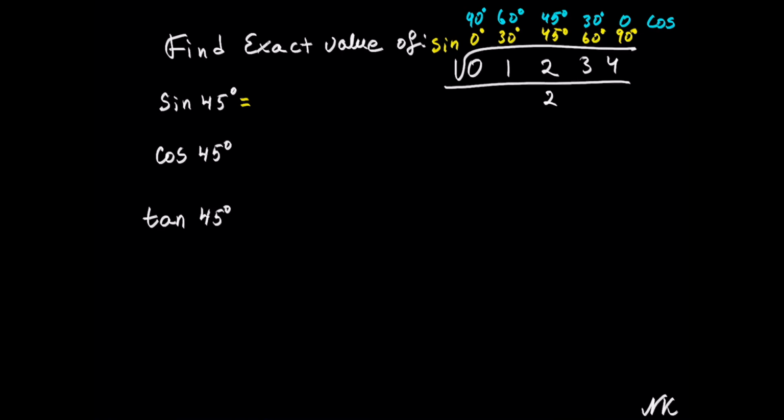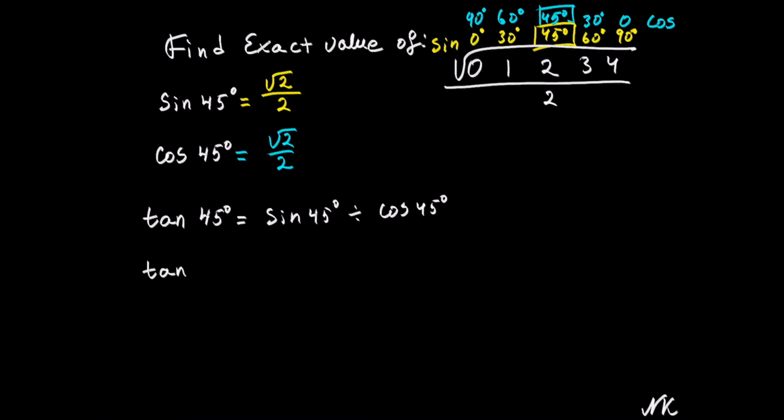Reference for cosine goes from right to left, so we have 0, 30, 45, 60, 90. The reference for 45 degrees is on top of 2, so sine of 45 degrees is equal to square root of 2 out of 2. Reference for cosine of 45 degrees is also on top of 2, so cosine of 45 degrees is radical 2 out of 2 as well. Tangent of 45 degrees will be equal to sine of 45 degrees divided by cosine of 45 degrees. So we get tangent of 45 degrees is equal to sine of 45 is radical 2 out of 2 divided by cosine of 45 is also radical 2 out of 2.